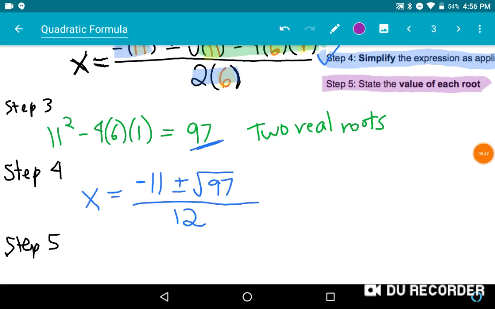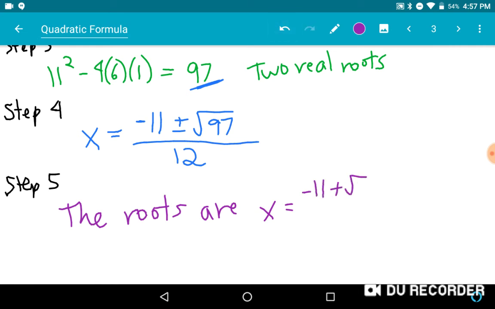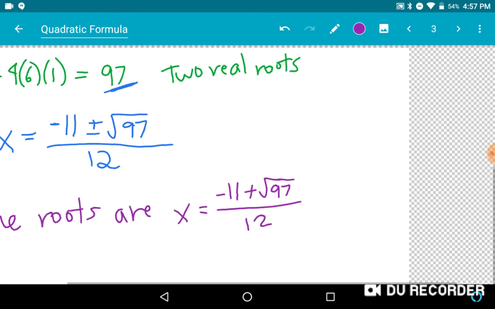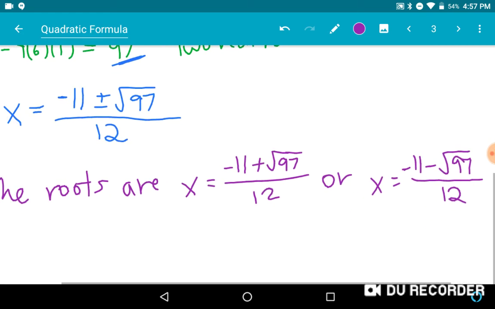Let's just go and say the roots, the solutions, the zeros. The roots are x equals negative 11 plus the square root of 97 all over 12, or x equals negative 11 minus the square root of 97 all over 12, because it said plus or minus. So we had these two options as our final answer.